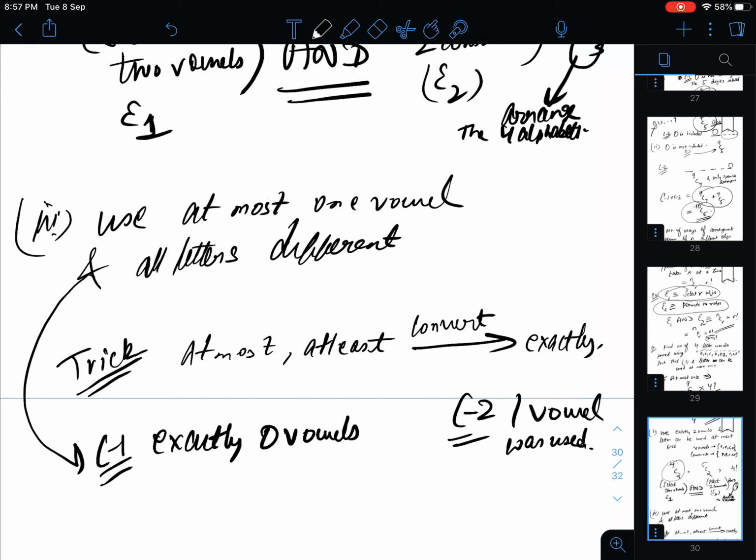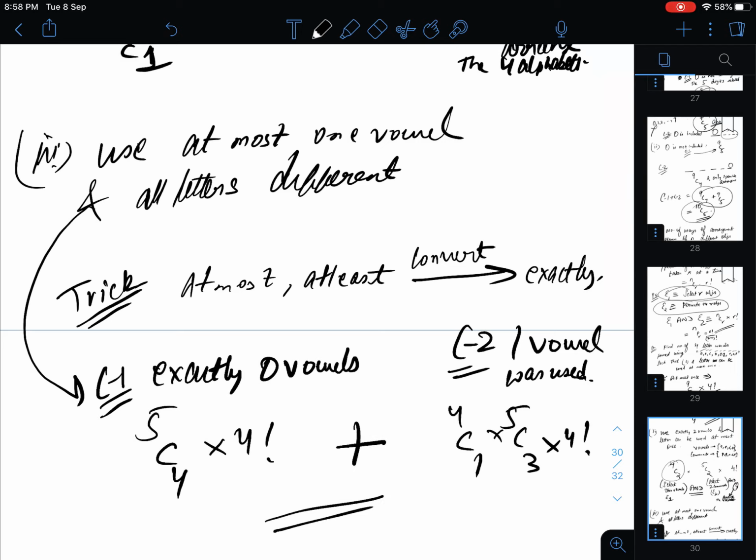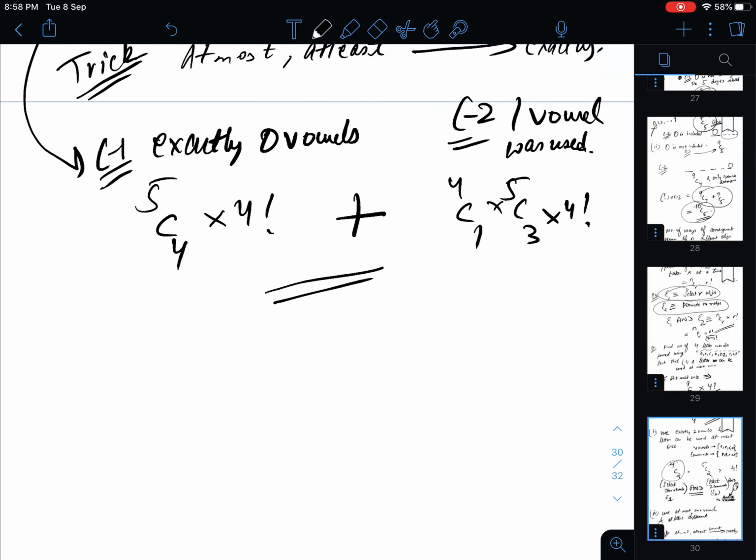All right. Now if 0 vowels are used, then we have to select all the 4 letters from the 5 consonants only, and we can arrange them in 4 factorial ways. And in case 2, we can select 1 vowel from the 4 vowels available, and we have to select the remaining 3 consonants from the 5 consonants available and then arrange them in 4 factorial ways. So this is your answer. Note that case 1 and case 2 are mutually exclusive cases.